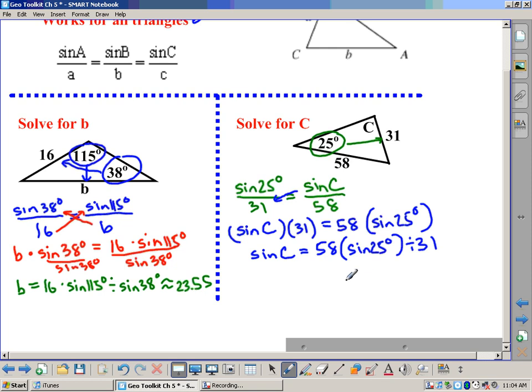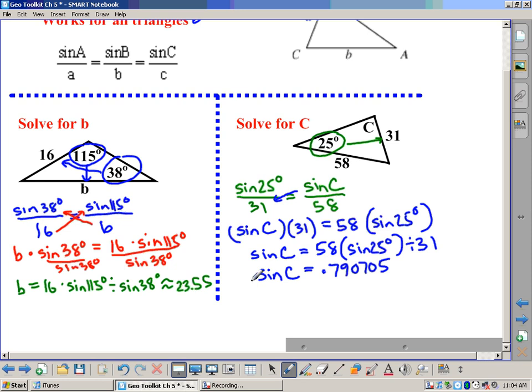If you grab your calculator and do that, you should get a decimal answer. And it's going to be a pretty long decimal here. I would write it out to about 6 places here. That way it won't affect your answer here. So I got 0.790705. And by the way, when you get to this point here where sine C equals this, if you're not getting a number between 0 and 1, you've done something wrong. And you notice that this answer is between 0 and 1, so we know we're on the right track here.